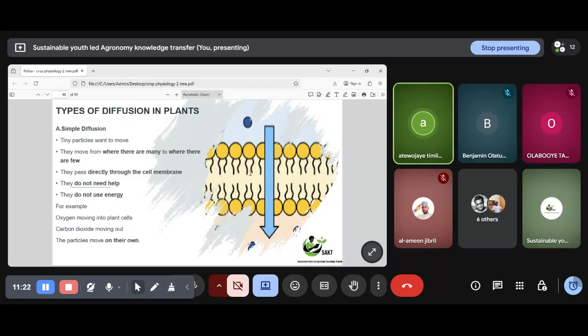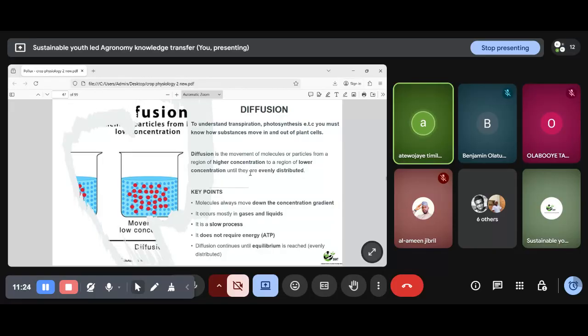So they move down the concentration gradient, through gases and liquid. It is a slow process. It moves over a very short distance. It doesn't require anything. It is a natural phenomenon, so it's a natural process, and it doesn't require any energy. It's just natural.